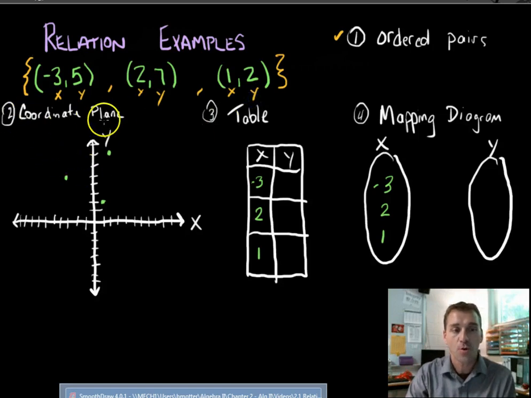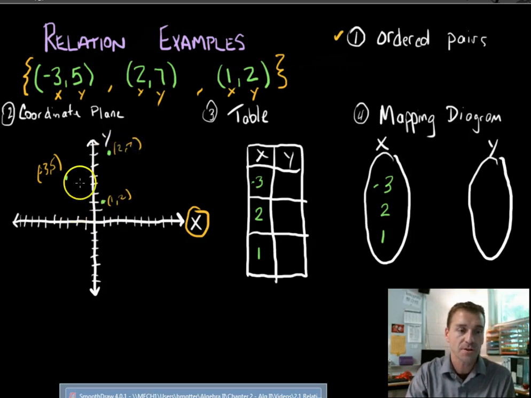You could do it as a coordinate plane, where, remember, this is your x-axis, so your input right here would be -3, your output would be +5. So this point here, (-3, 5), would go right there. This point, that input is 1, output is 2. X is 1, Y is 2. This one, input is 2, output is 7. So that point right there would be (2, 7). So there's another way that you're going to see a relation represented.